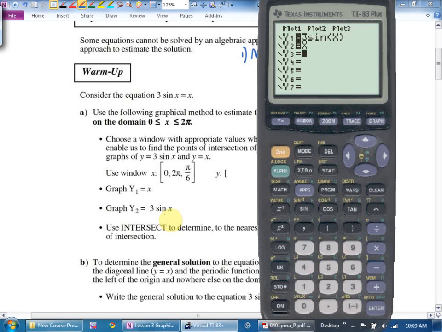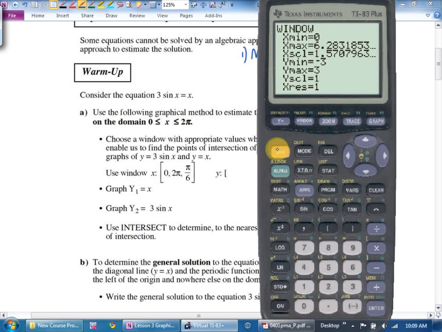Before I hit graph, though, I'm going to change my view window a little bit. What domain do they want me to look for a solution in? So I'm going to go x min 0, x max 2 pi. Good scale? If I'm not sure, I almost always pick pi by 6. That's 30 degrees. That's kind of my fallback scale. What about my y's? Well, what's the amplitude of this? I'm going to go from negative 4 to positive 4, because that graph goes 3 up and 3 down, and I would like very much to center it. Y scale, 1's. X res, never touch. Graph.